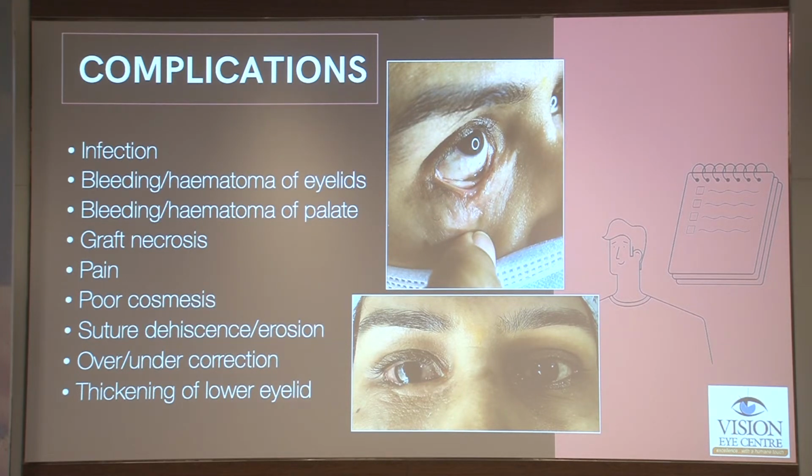And there can be over- or under-correction. However, the undercorrection is something which you notice much later on. It's not something which you would see on day 1 or even the first month. If the graft has to contract, it will happen probably 3-4 months down the line. Thickening of the lower lid, as you see in this patient, can occur sometimes because of multiple surgeries or excessive scar formation, but there are treatments for this.